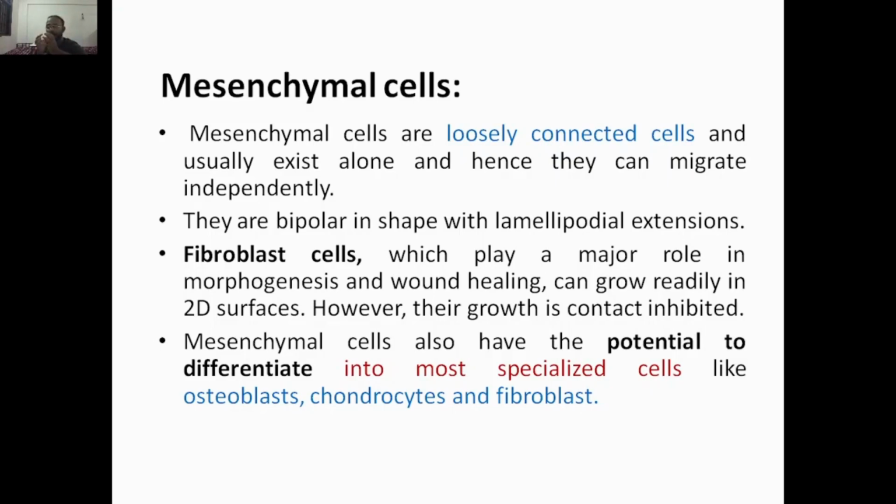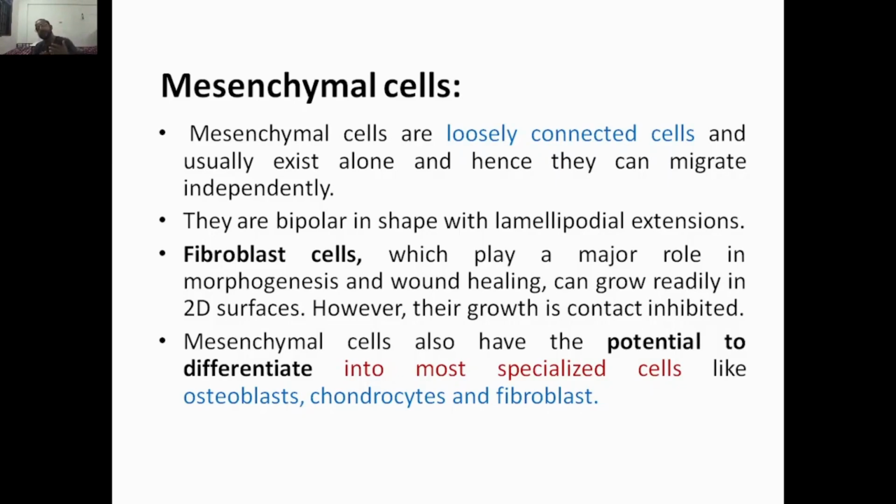That means this will help in forming a particular structure inside that particular organ, right? So they are bipolar in shape with lamellipodial extensions. So they are bipolar in shape. So the next example is fibroblast cells, which play a major role in morphogenesis.